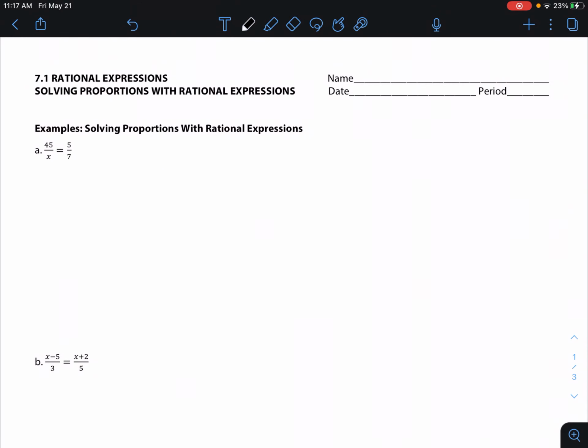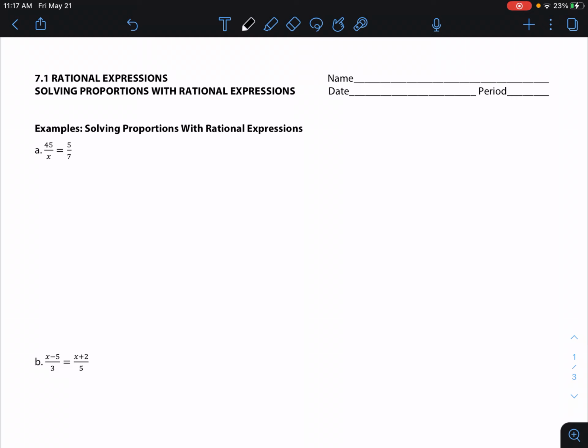Welcome to week 7. We're going to start off week 7 by reviewing some stuff that we did way back in intermediate algebra in the 9th grade, and it's solving proportions. And then later in the week, we're going to make things a little bit more difficult, and we're going to deal with some translating of words into equations and solving.